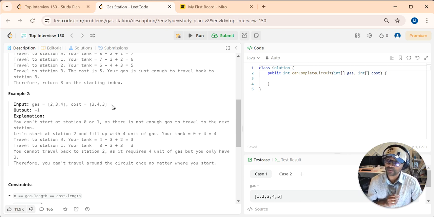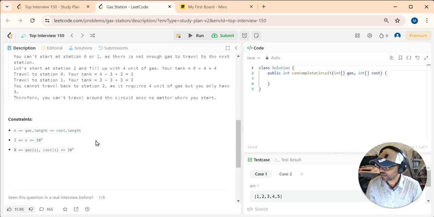Okay, so that is another important thing for us to note, which probably is actually obvious, right? The sum of gas should be greater or equal to the sum of costs, right? Otherwise, we cannot finish the circuit, and that's pretty obvious. So in this case, if we sum up the gas, then it becomes 9, while the cost is actually 10, and that's why we are one short, and that's what we just noticed. Okay, so that's the second example.